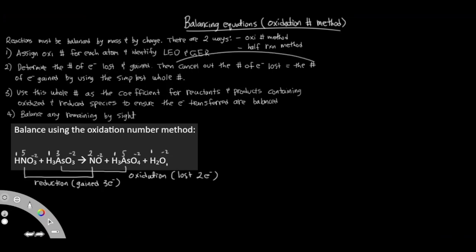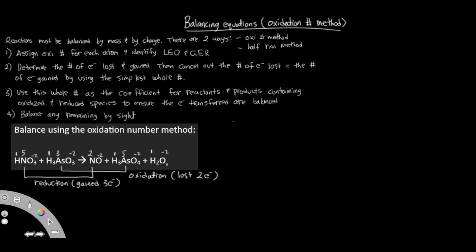So now we got to cancel out for these electrons lost to equal the amount of electrons gained by using its simplest whole number, okay? So what does this mean? This means we have to find a number that both of these can become, right? So obviously the simplest whole number between 3 and 2 would have to be a 6, right? Because 3 times 2 will give you 6 and 2 times 3 will give you 6.